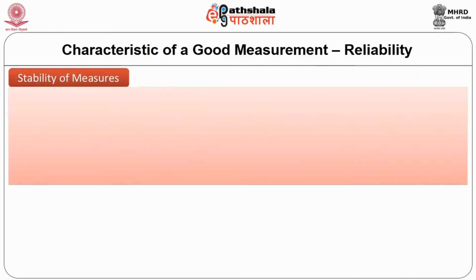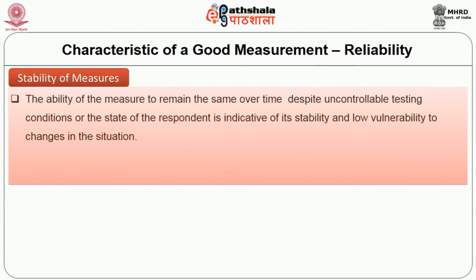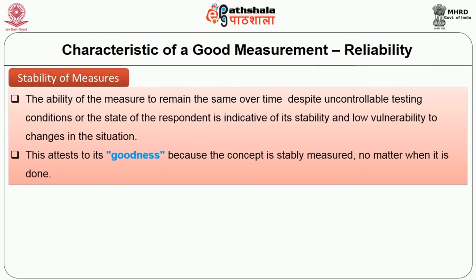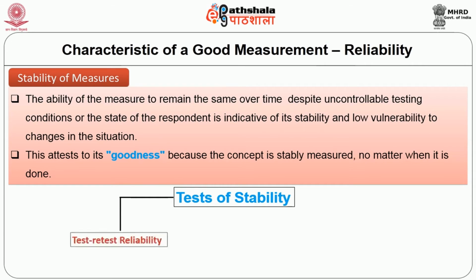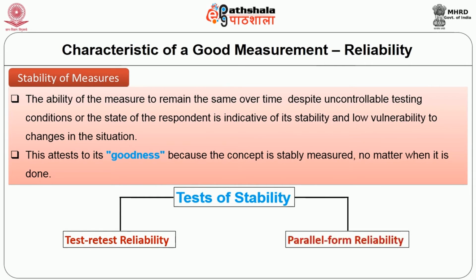Stability of measures. The ability of the measure to remain the same over time despite uncontrollable testing conditions or the state of the respondent is indicative of its stability and low vulnerability to change in the situation. This attests to its goodness because the concept is stably measured no matter when it is done. Two tests of stability are test-retest reliability and parallel form reliability.